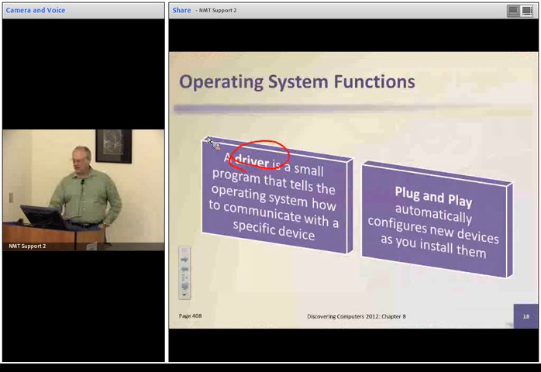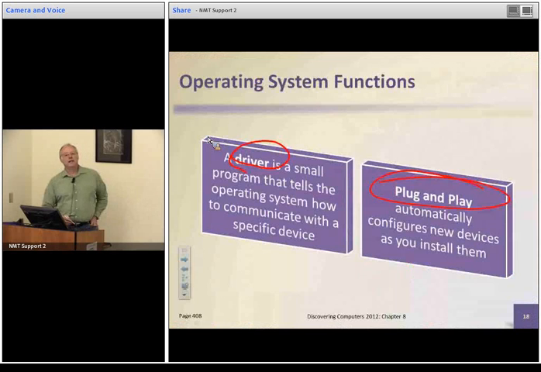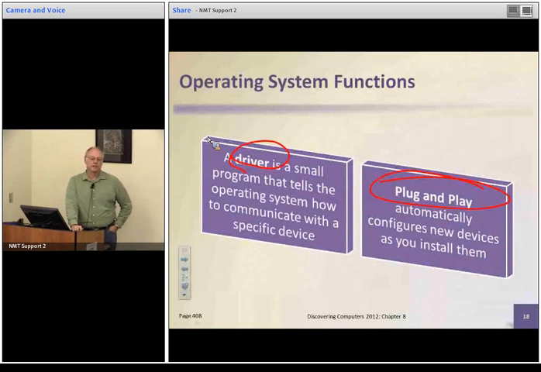And the concept now is plug and play. You plug in a printer and it usually works. And I would say that's 85, 88% of the time that's true. You don't have to do anything with it.